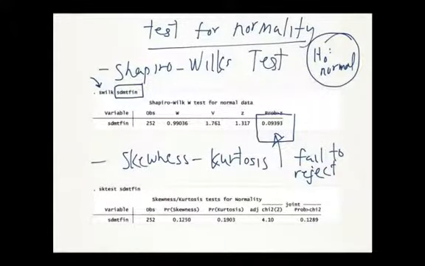Okay, same thing. So now here's the command, sk-test. Here's the variable, same as before. Here's a p-value, again greater than 0.05. So normality seems okay. So what do we do? In both of these cases, we failed to reject and we concluded that normality seems reasonable.